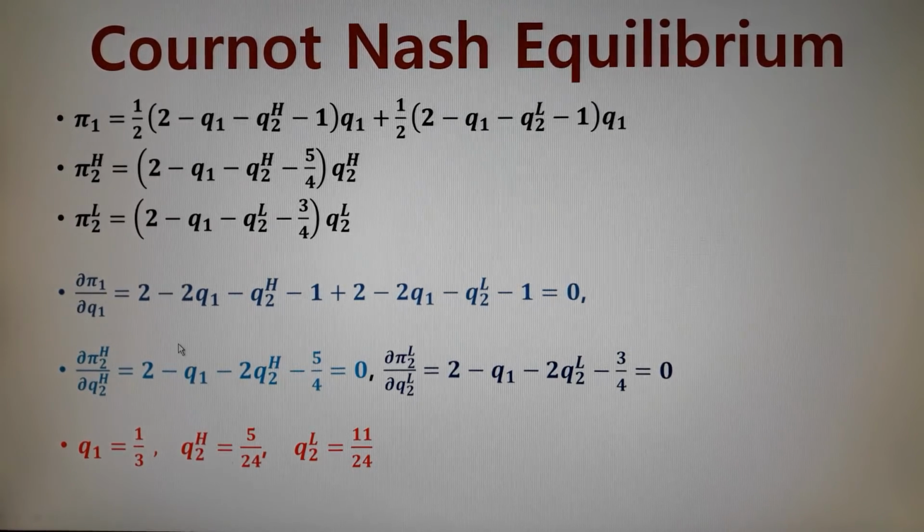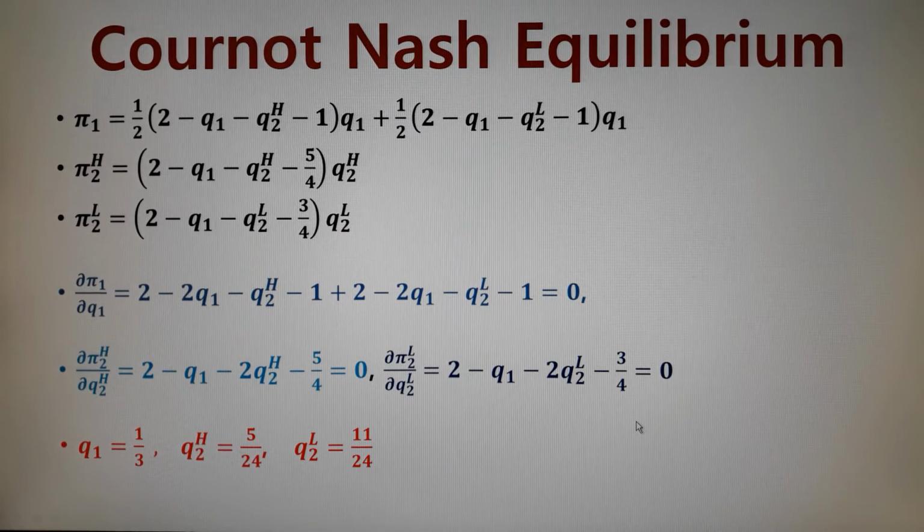Okay, simple stuff. Now if you just think about it for 5 seconds, you would understand. The pi 2H should be differentiated by Q2H, then 2 minus Q1 minus 2Q2H minus 5 over 4. Pi 2L, differentiate by Q2L, 2 minus Q1, minus 2Q2L, because Q2L is square, and minus 3 over 4. And they should be 0 too.